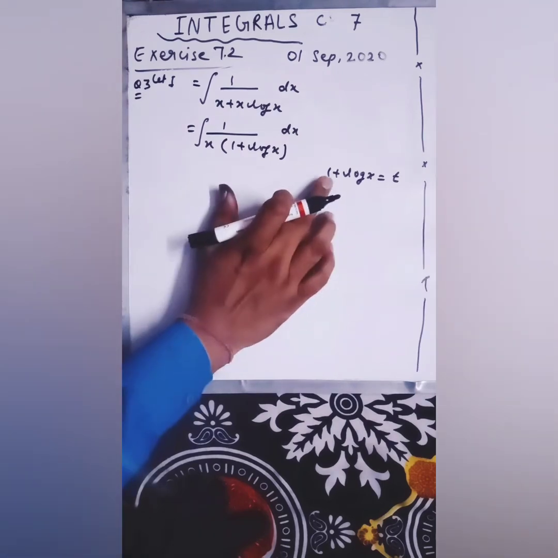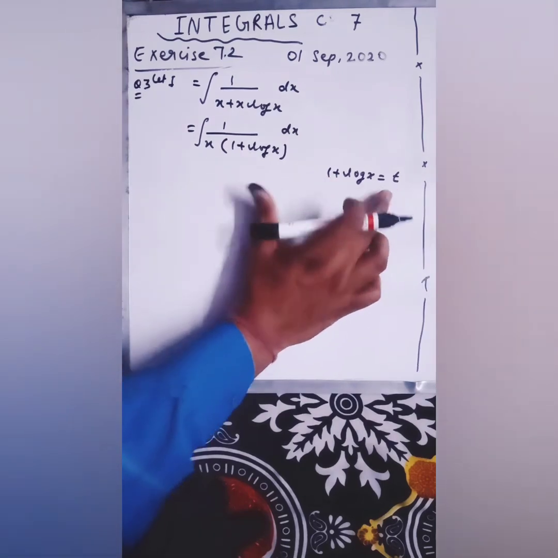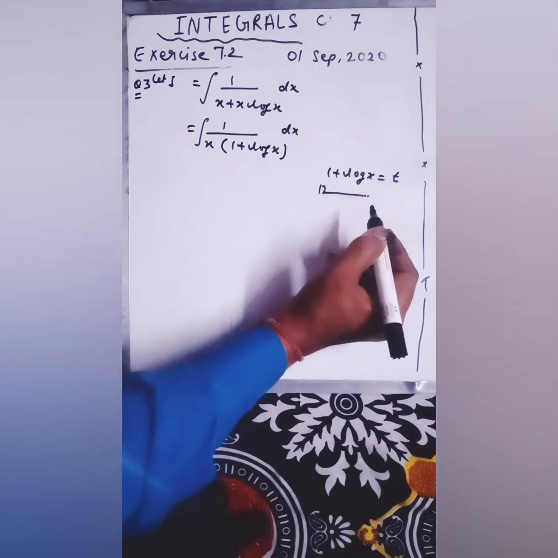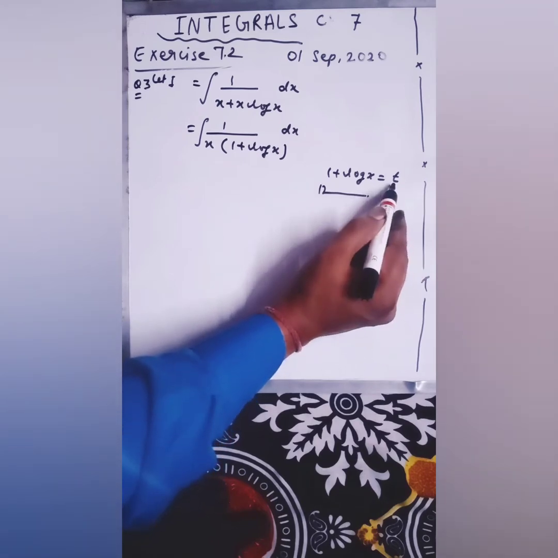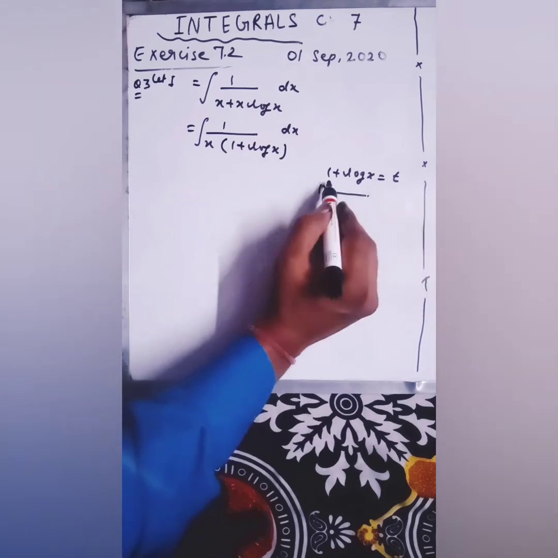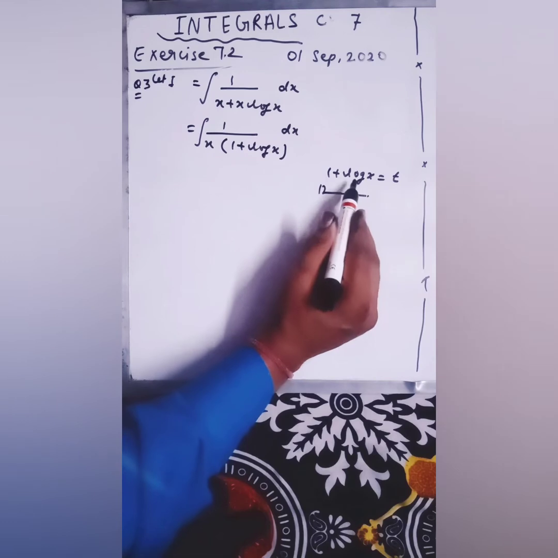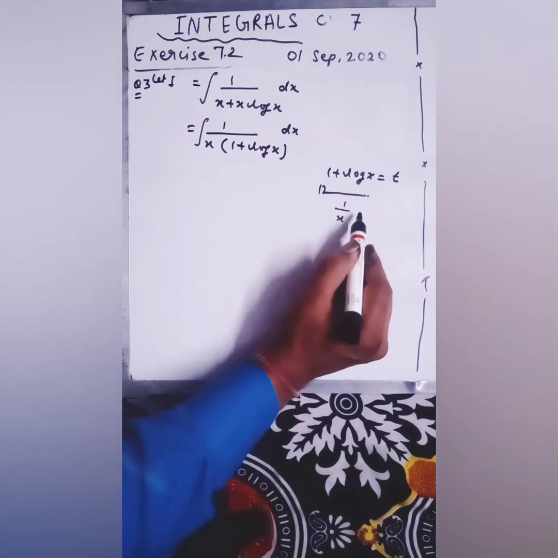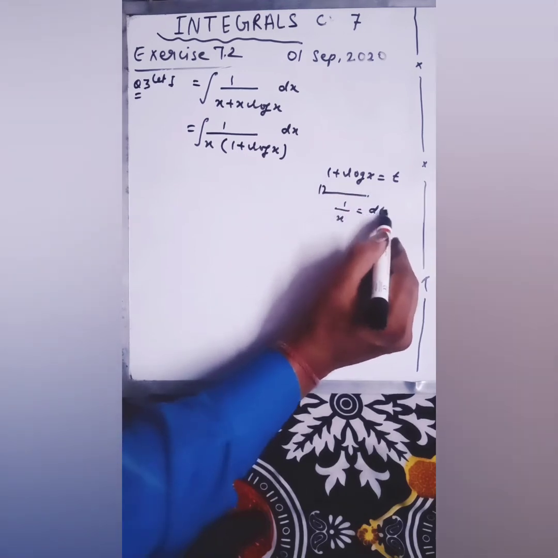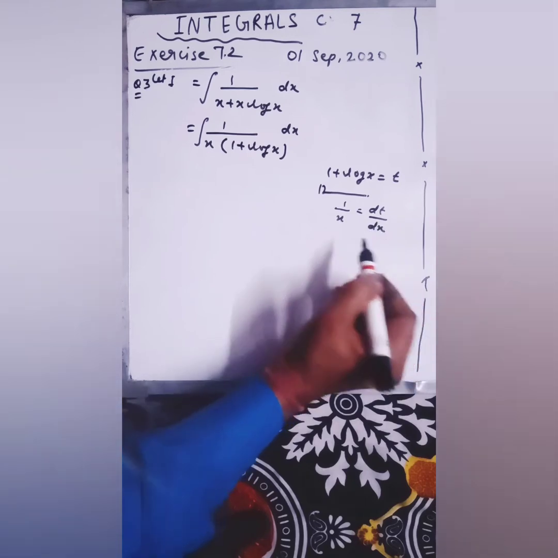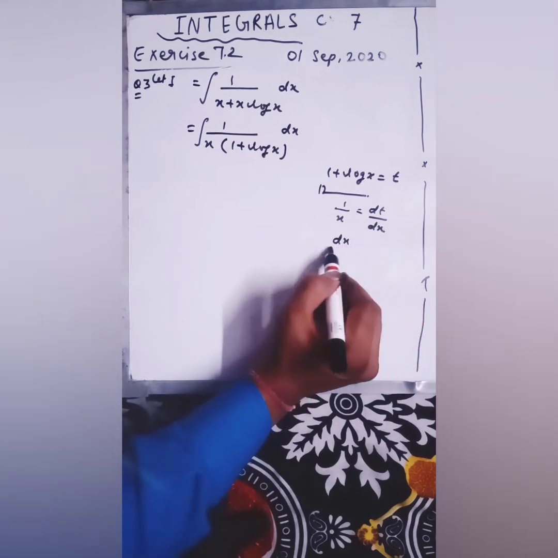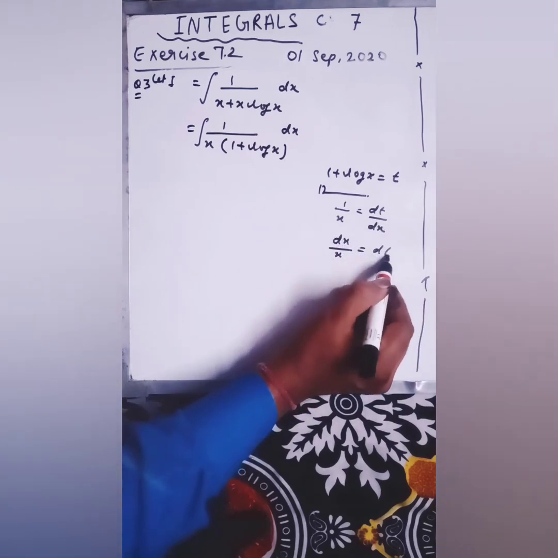You have to put 1 plus log x equals t. Now you have to differentiate both sides with respect to x. So you will get the derivative of 1 will be 0 and log x will be 1 upon x, and this t will be dt by dx. Now you have to write dx upon x equals dt.